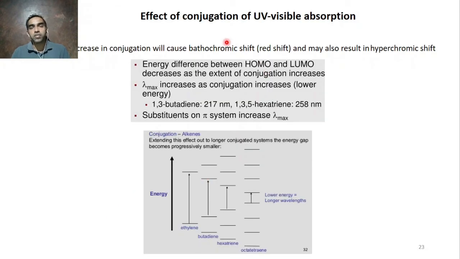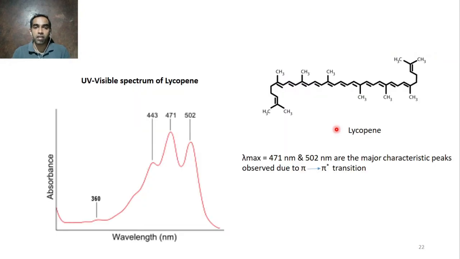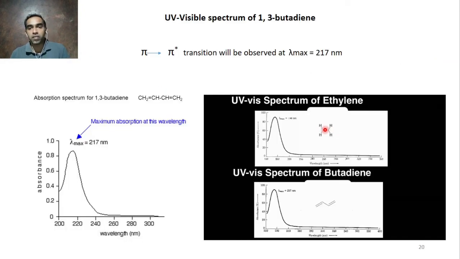And the effect of conjugation on UV visible absorption. What happens when there is a conjugation? This you have already seen here. See the difference between ethylene and butadiene. In butadiene, as I already told you, there is a shift of lambda max from this side, that is something around 142, to the right side, that is bathochromic shift.